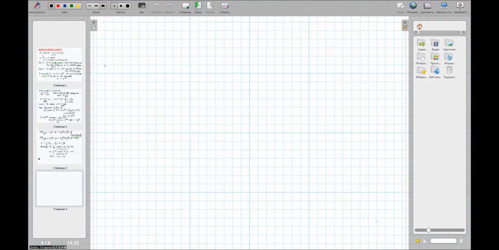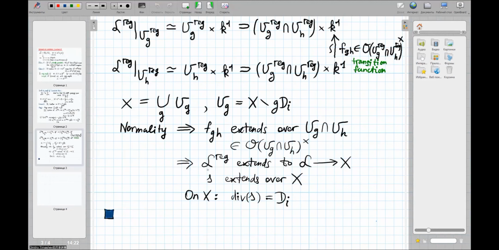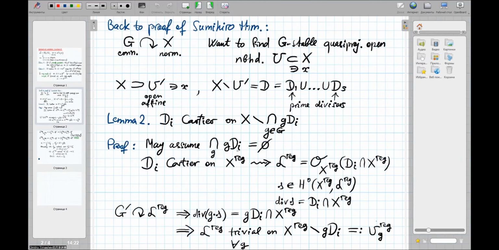Okay, so yes. Does this lemma mean that on this X every divisor is Cartier? This lemma means that di is Cartier under our assumption, which we make here. We assume that the intersection of its shifts by the group action is empty. If it is not empty, then it is Cartier only on the complement of this intersection. And this is the statement of the lemma. Okay? Okay, thanks. Great. So let me finish the proof.